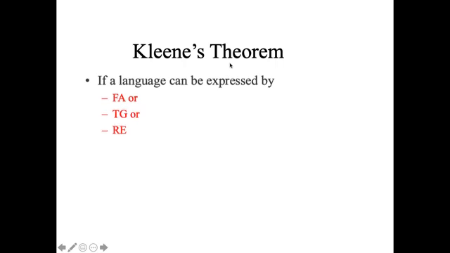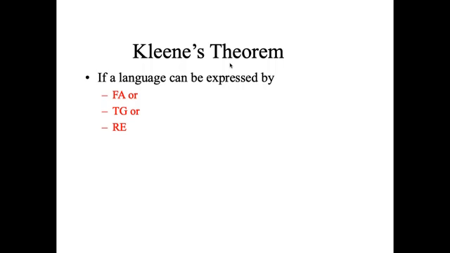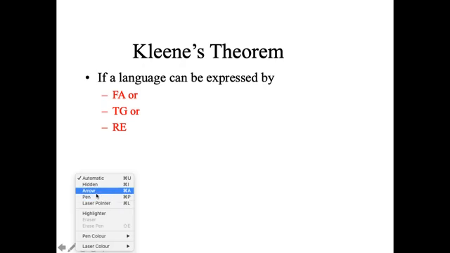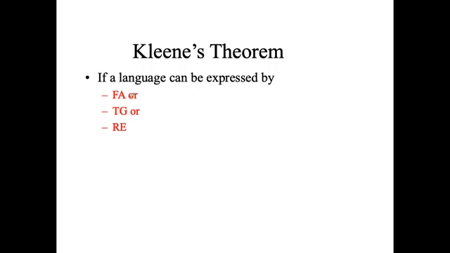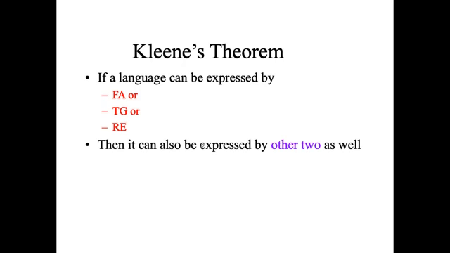Okay, so let's start today's lecture. It's about Kleene's theorem. And it basically says that if a language can be expressed by FA or transition graph or regular expression, then it can also be expressed by the other two as well. So what it basically says, if a language can be expressed by FA, then it can be expressed by transition graph, and it can also be expressed by regular expression.